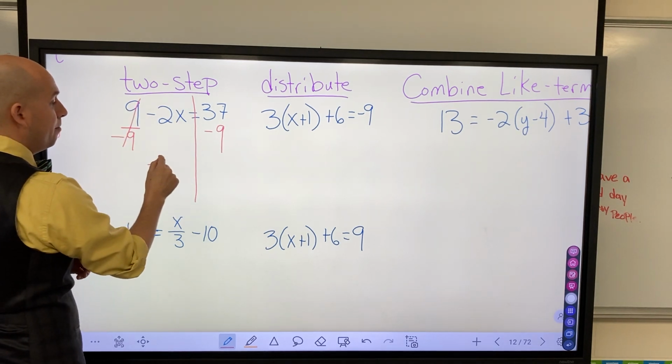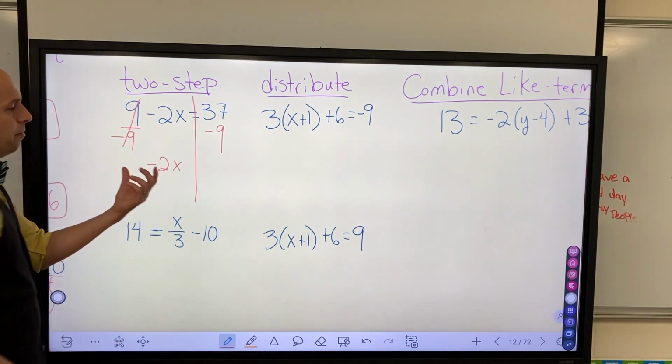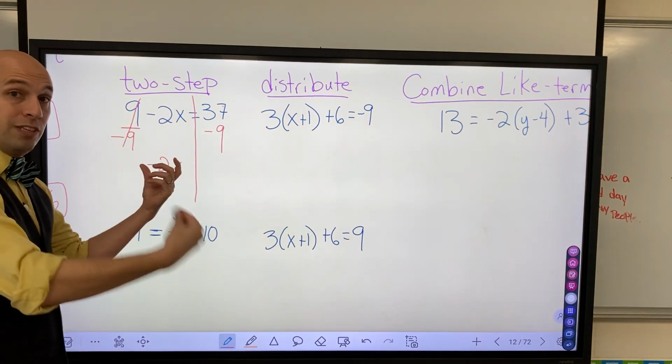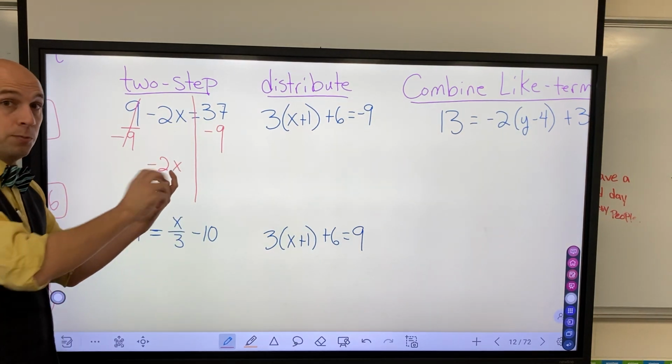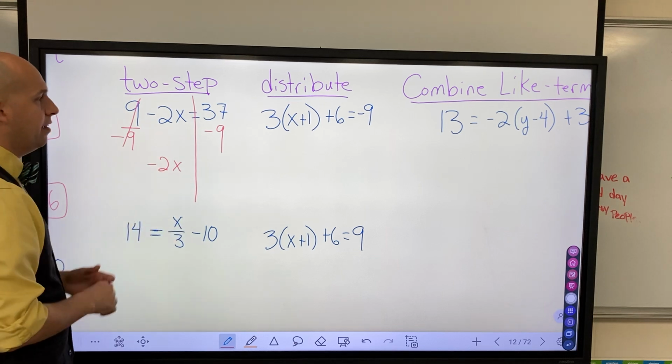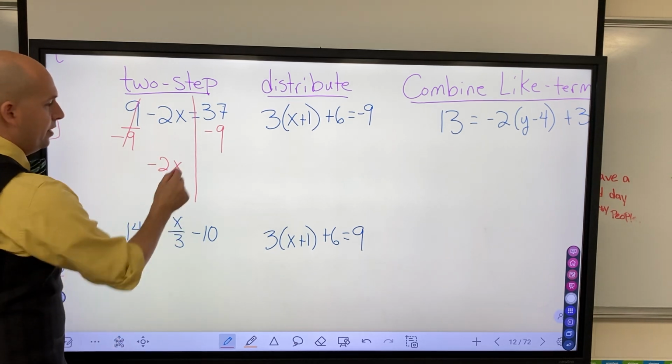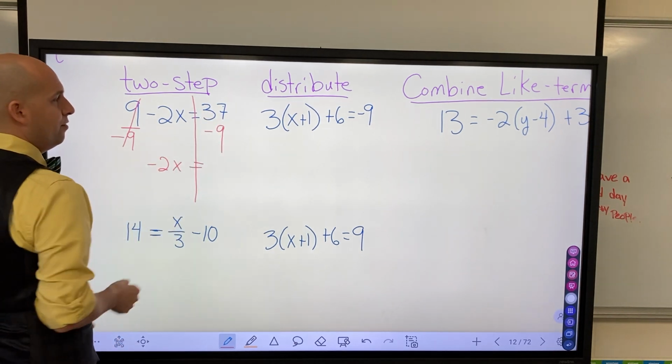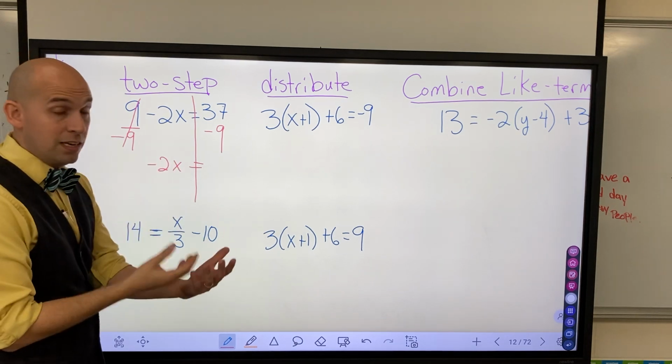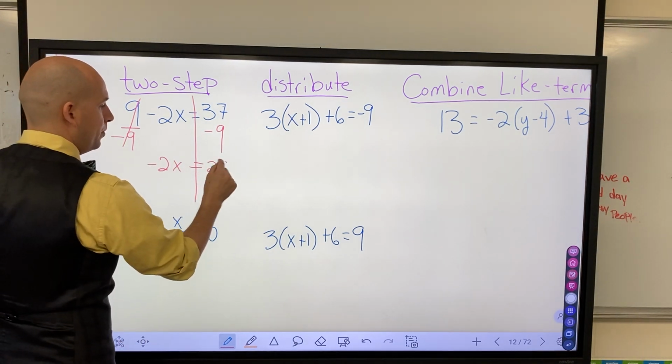So that leaves me with minus 2x. Because of that minus sign, it implies it's negative. So it duals as a subtraction and a negative, okay? You'll get used to that. That is a little bit foreign. 37 minus 9 gives me 28.